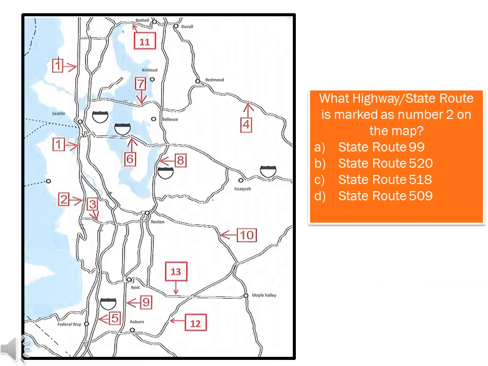What highway, state route, is marked as number 2 on the map? A. State Route 99. B. State Route 520. C. State Route 518. D. State Route 509. The answer is D. State Route 509.